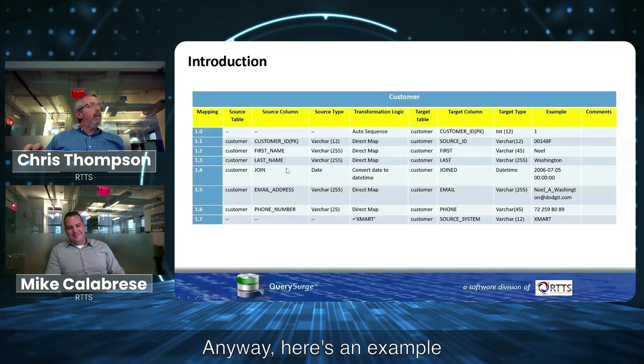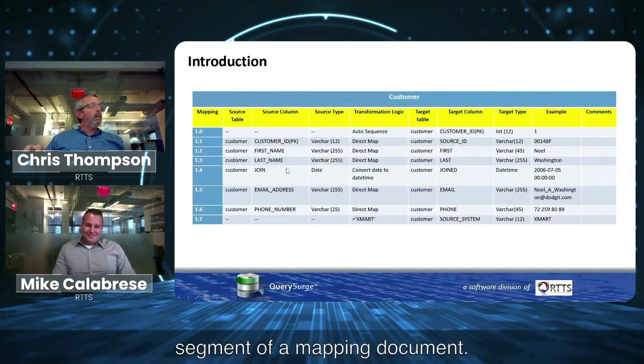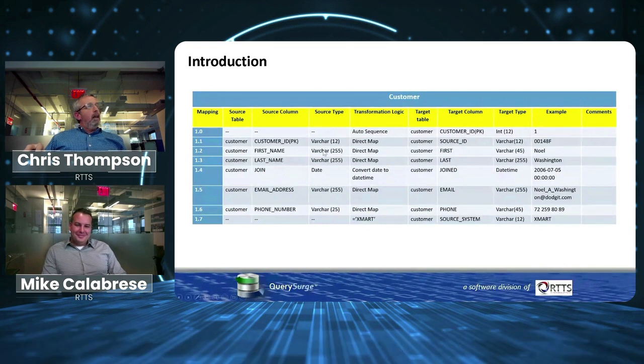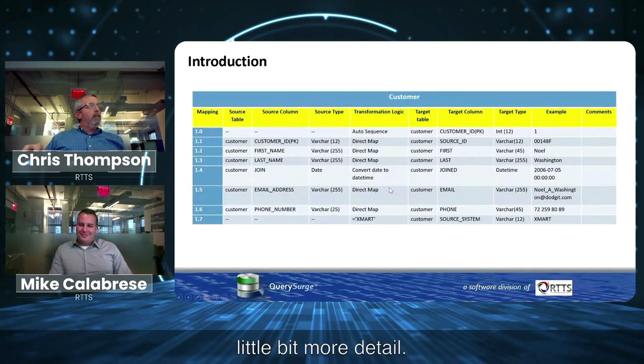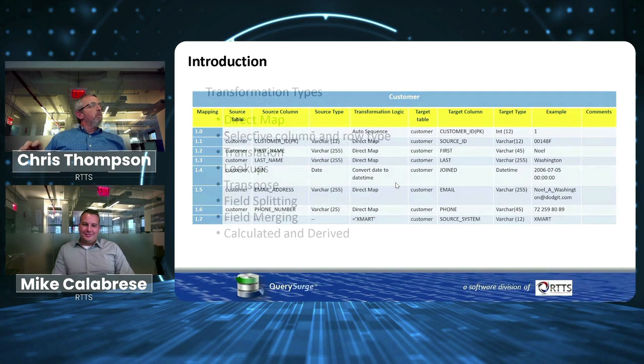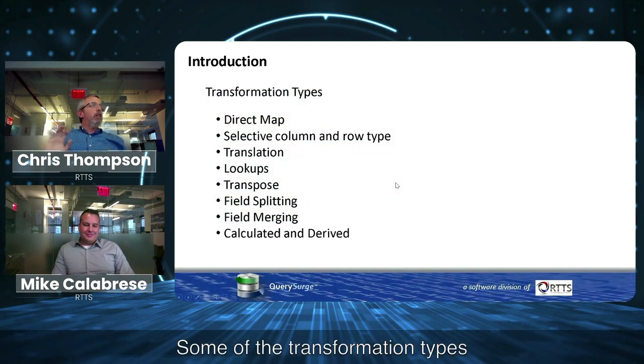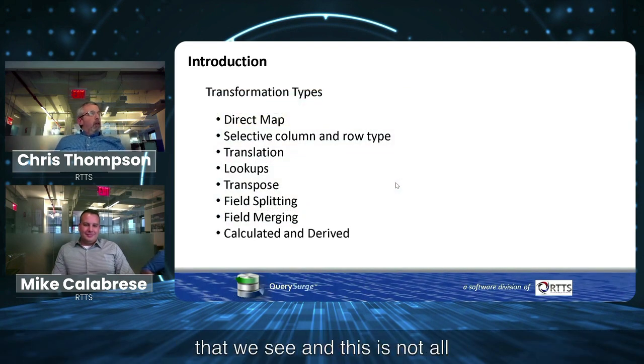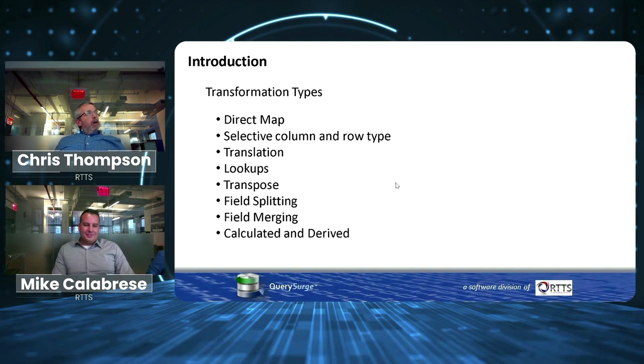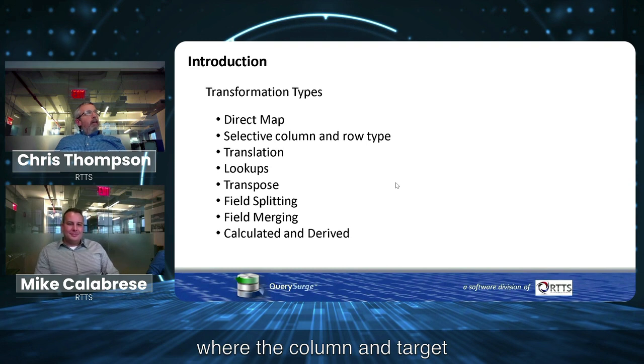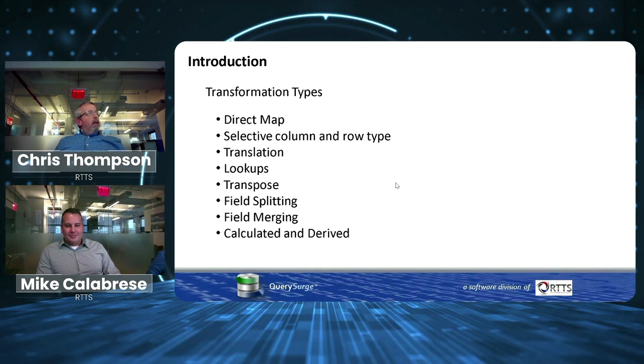Anyway, here's an example of a segment of a mapping document. We're going to get into this a little bit in more detail. Some of the transformation types that we see, and this is not all-inclusive, are direct maps, which are just one-to-one mappings, where the column from the source to the target goes through no transformation whatsoever. It's just a direct pull.